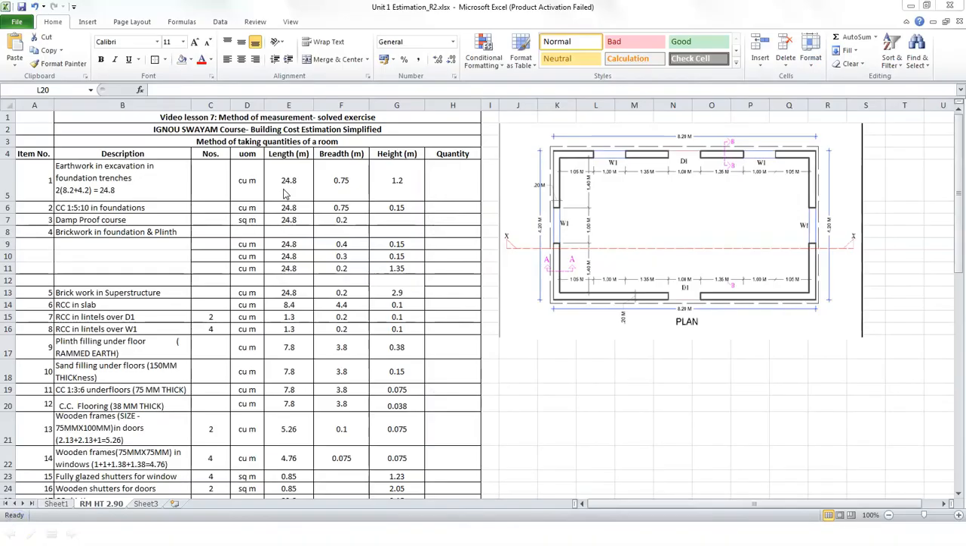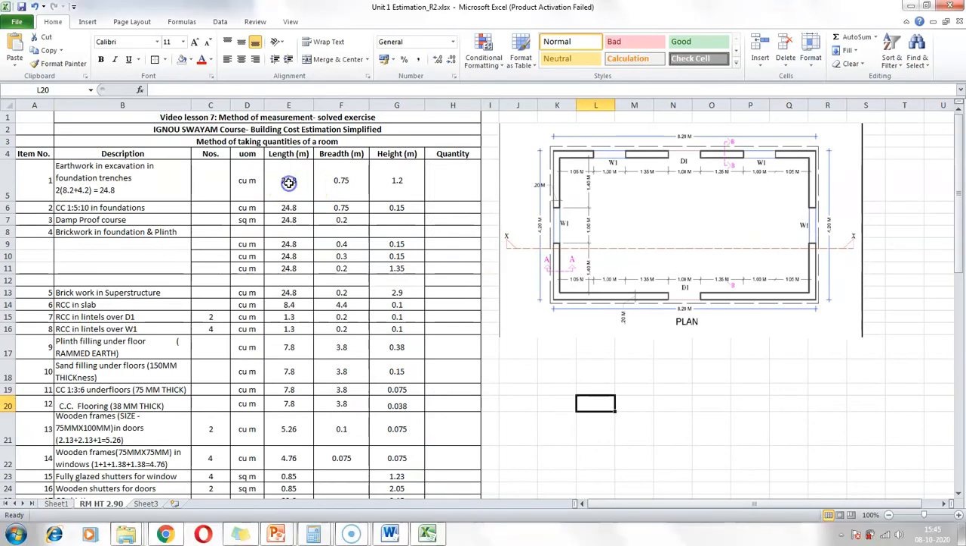So for the earthwork excavation, we have 24.8 as the length, and 0.75, which we took from the section drawing, as the breadth of the excavation, and the height is 1.2 meters. This is the information that we carried on from the drawings. Now we look at cement concrete. This is the next item: cement concrete 1:5:10 in foundation. The unit of measurement is cubic meters. Let's look at the section drawing to have more clarity on this.